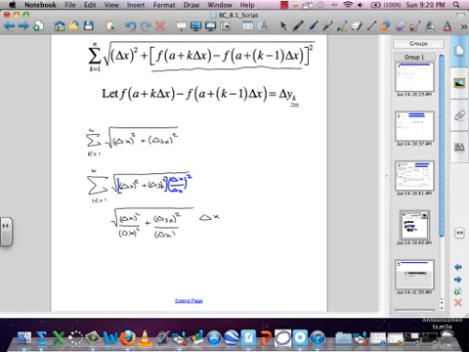Okay, so again, where did that come from? I split up this fraction right here. I took one of the delta x squareds outside. That left a 1 over delta x squared on the inside, which I then distributed to each of these two pieces. I still have my sigma notation. I'm still going from k equals 1 to n.